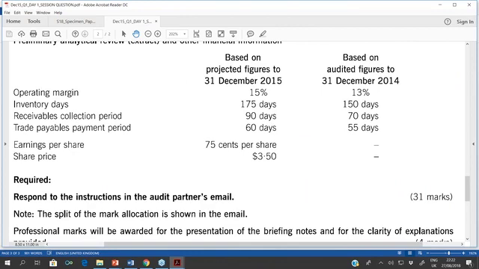Now, the good thing the examiner has done here is the examiner has given the ratios and the percentages himself. I can be clever in the exam to use them. Examiner is not saying utilize the analytical procedure, but the examiner is giving me some results. I can identify the risk from the results. The operating profit margin has increased from 13% to 15%.